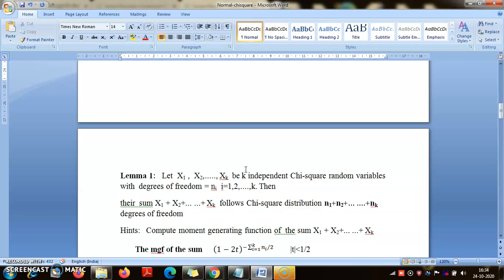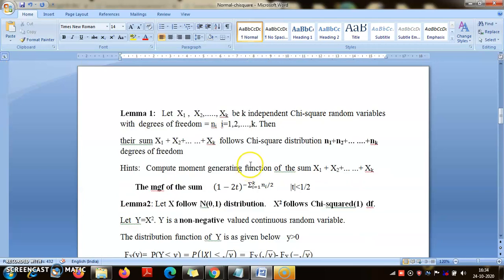You can verify yourself. Now here we have a couple of lemmas that we can prove quickly: if X1, X2, ..., Xk are k independent chi-square random variables with degrees of freedom n1, n2, ..., nk, then their sum X1 plus X2 plus ... plus Xk also follows chi-square distribution with degrees of freedom n1 plus n2 plus ... plus nk. So the hint is, you have to recall that the moment generating function of the sum of these random variables is equal to the product of the individual moment generating functions, provided they are independent. So this is where the independence comes handy.